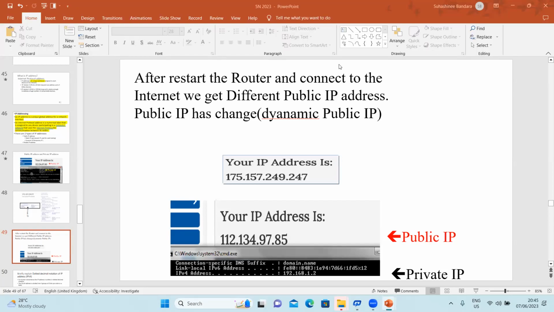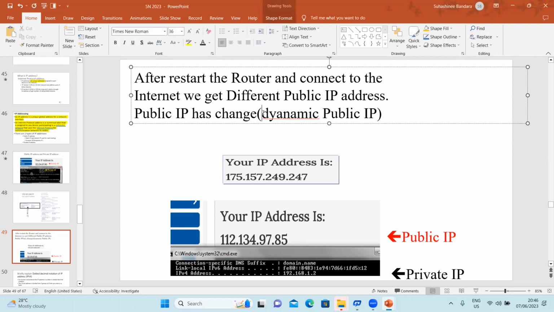After restarting the computer and connecting to the internet, we get a different public IP address. So that is a dynamic IP address. We can say it is a temporary one.